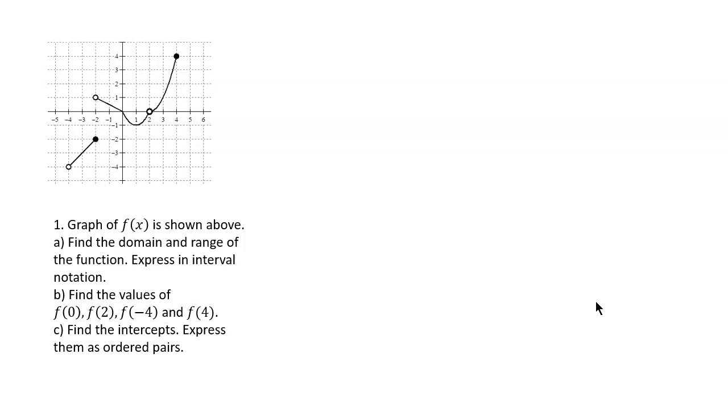Let's think about this. First, the domain of a function is all the possible x values. So for each point on the graph, you have to think about the x value, which is left or right. So over here would be x equal to 0. As you go here, it goes to 1, 2, and then all the way to 4. Now, you do see that there's a hole at 2, meaning that 2 is not part of the domain. 2 is not a value that you're allowed to plug in.